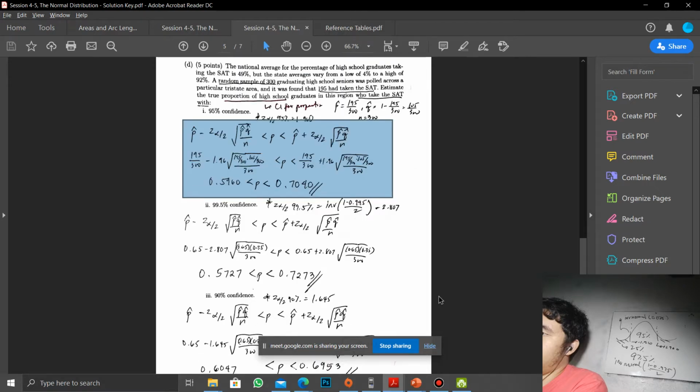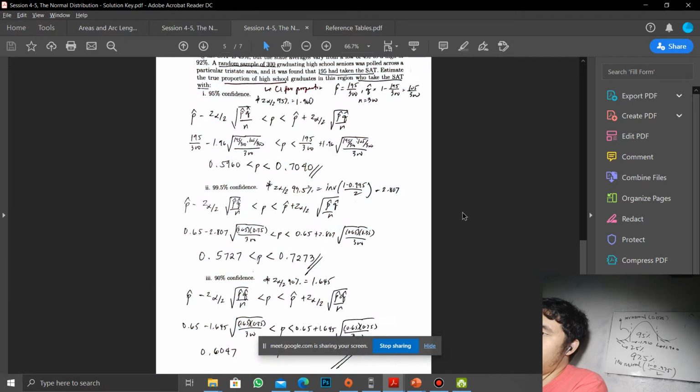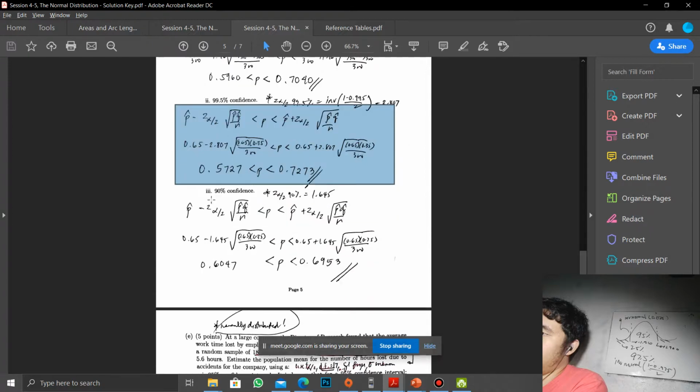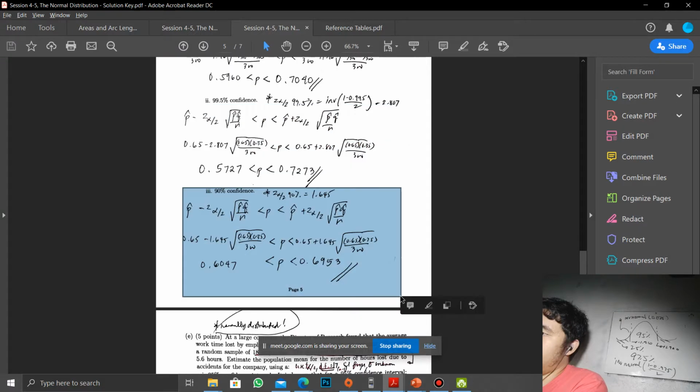For 99.5% confidence, get the Z-score, 2.807. Using inverse normal of 1 minus 0.995 over 2. There we go. That's the correct interval. And lastly, ganun din dito. Hindi ko na isa-isahin, okay?